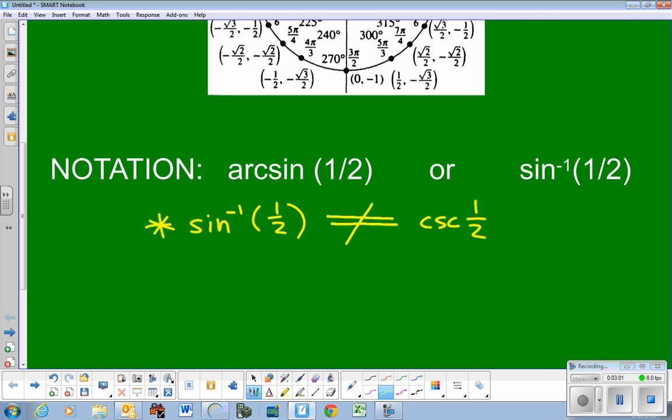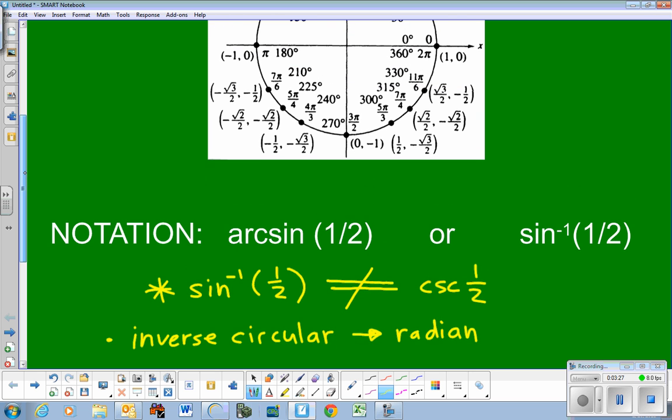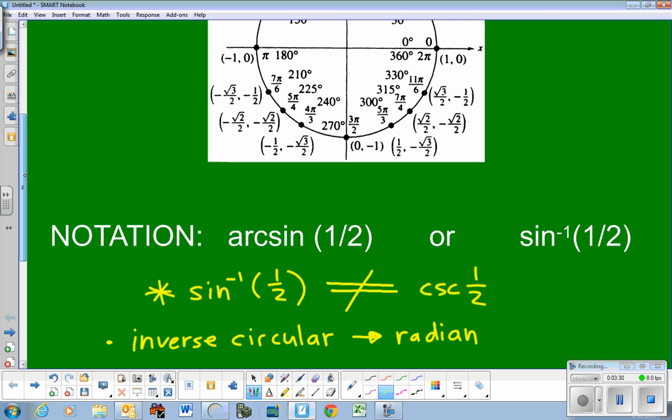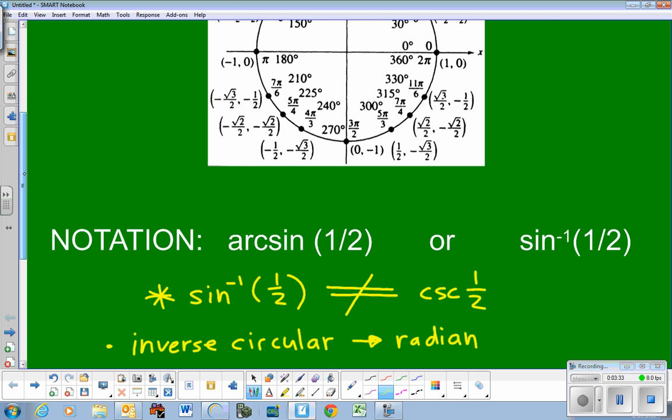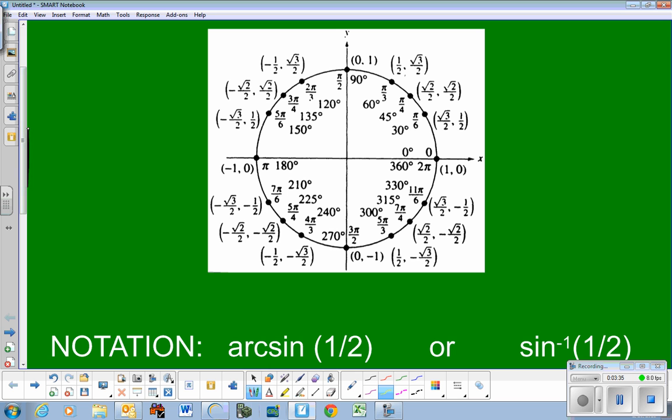So how do you know if they want radians or if they want degrees? Well, our old school 1970s book does it this way. Inverse circular, they want you to tell them the radian measure. Okay, so if I say, give me the arc whose sine, or give me the inverse sine of 1/2, and in the instructions it says these are circular inverse trig functions, then I'm asking you for pi over 6.